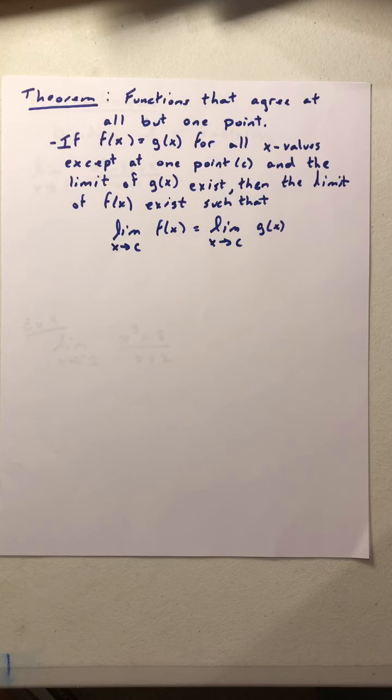Well, what does that mean? What does it say? It says that if f of x equals g of x for all x values except at one point, so they agree at all but one point, we call it value c, and the limit of g of x exists, then the limit of f of x is also going to exist, such that the limit as x goes to c of f of x equals the limit as x goes to c of g of x. That's a mouthful. What does that mean?